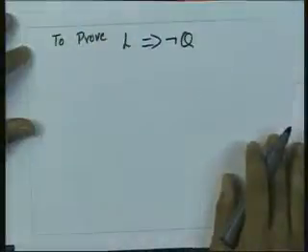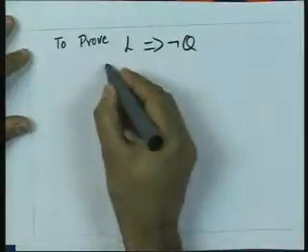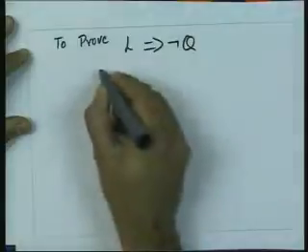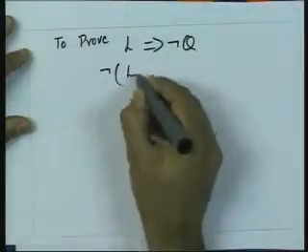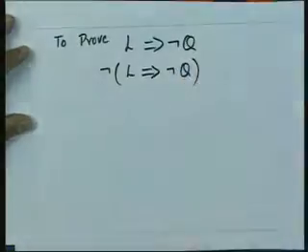If we have to prove that L implies not Q, then we will start out by saying that we have to assume the negation, right. So, we have to assume not of L implies not Q. This is the first step.